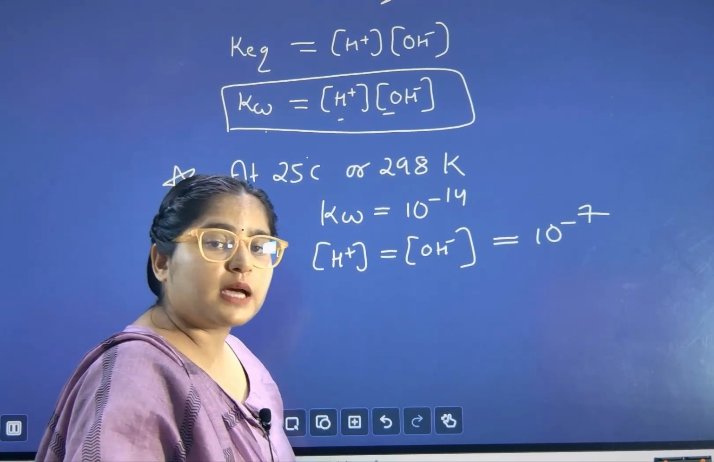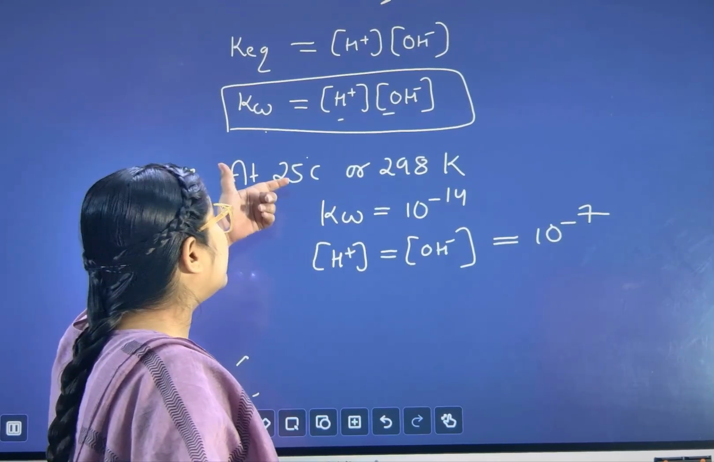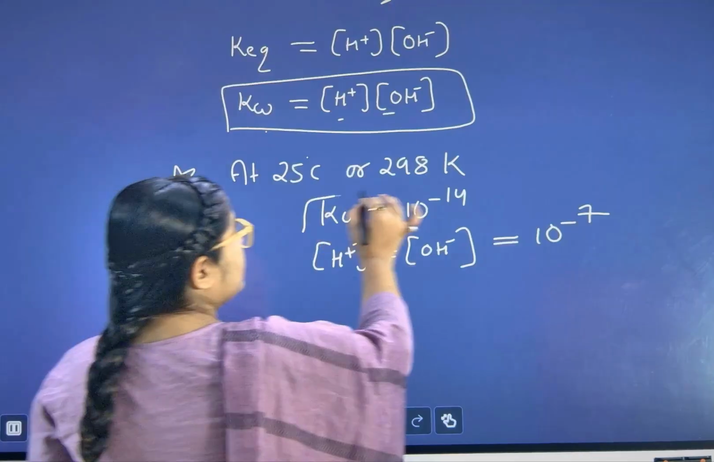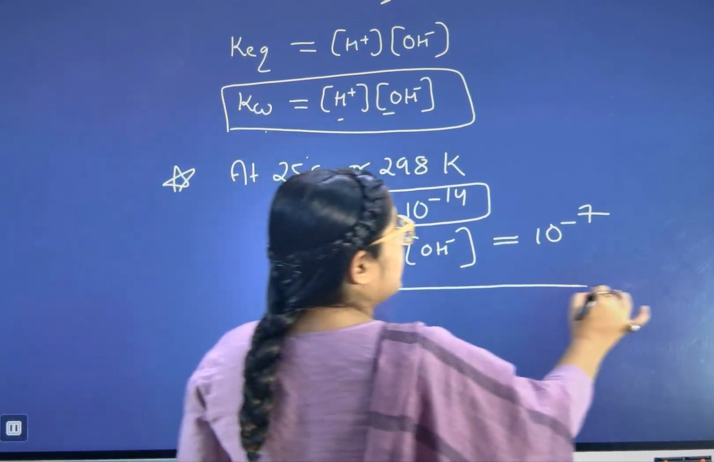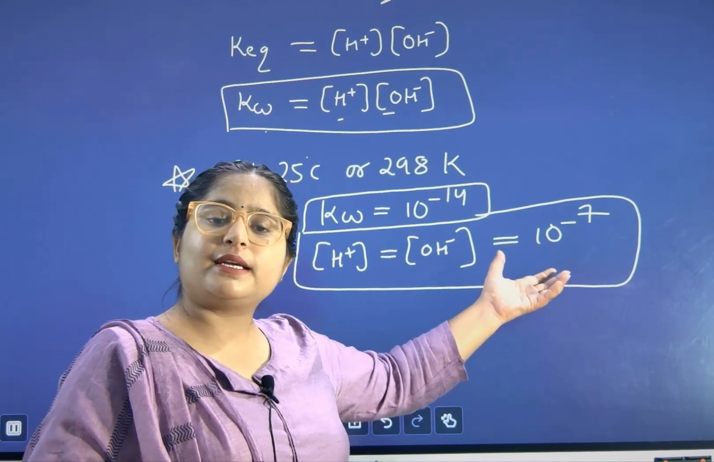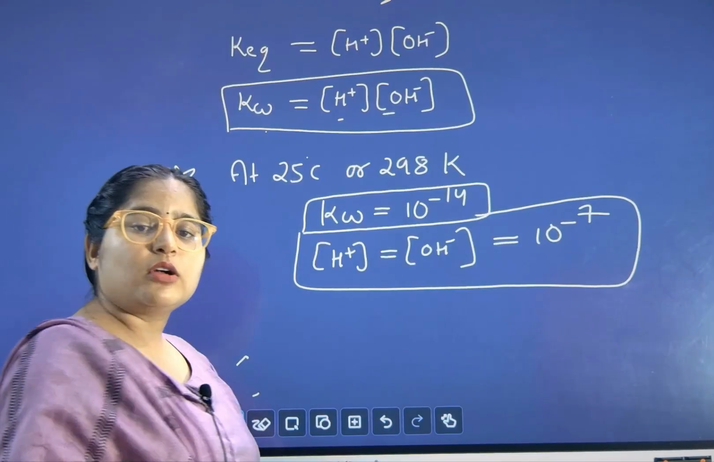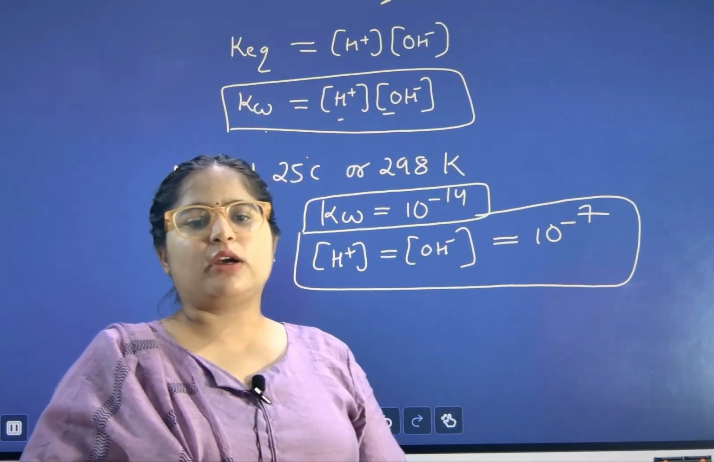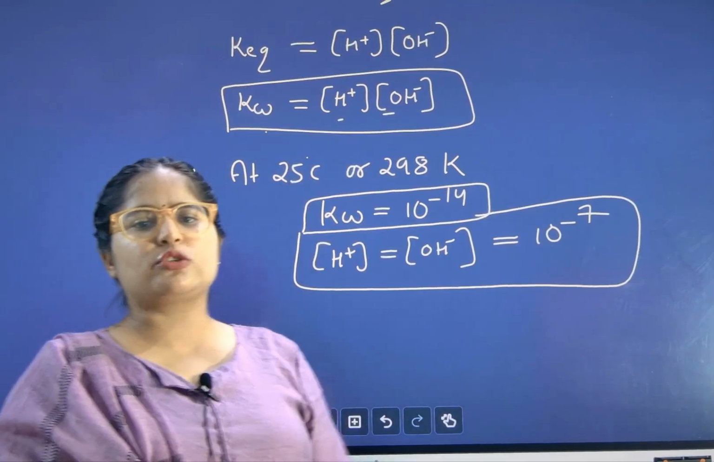So what are the two star points you have to keep in your brain? Ionic product of water at 25 degrees centigrade is 10 to the power minus 14, and the concentration of H plus ion and OH minus ion at 25 degrees centigrade is 10 to the power minus 7. Why? Because H plus and OH minus ion concentrations will be equal, according to the reaction we have seen, H2O going into 1 H plus and 1 OH minus.